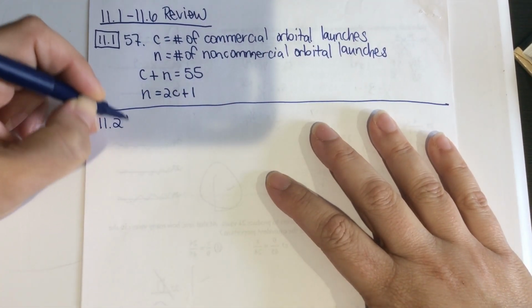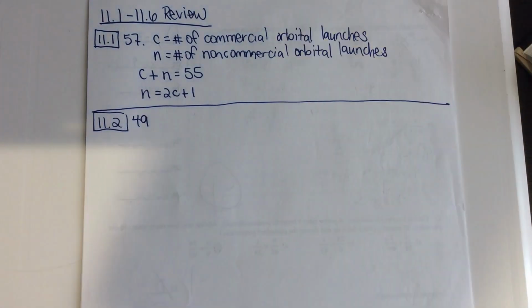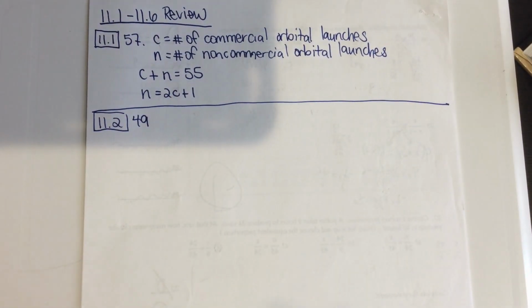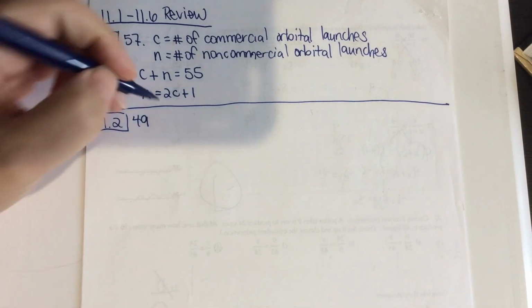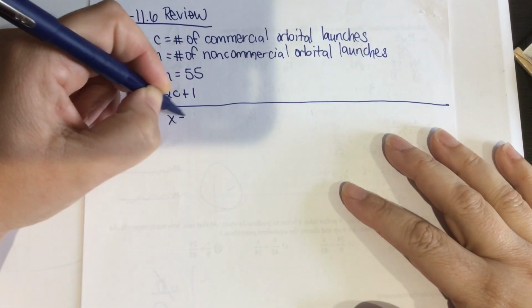11.2, number 49, was solving systems by using matrices, getting the matrix into reduced row echelon form.